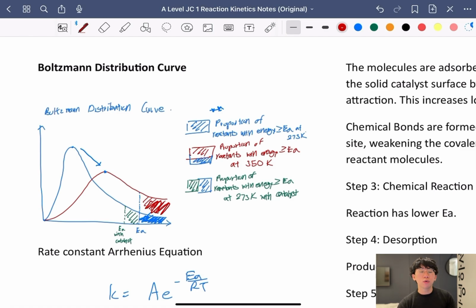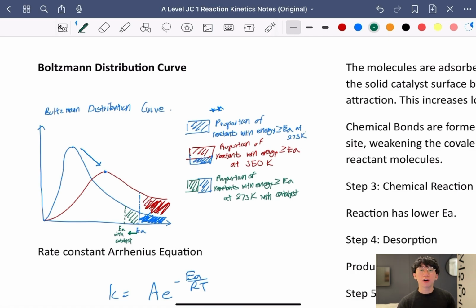Remember, a catalyst only lowers the activation energy of a reaction by providing an alternative reaction pathway. Therefore, your activation energy would shift to the left. And therefore, in itself, you can see that the proportion of reactants with energy greater than activation energy increases, shown by the blue area and the green area.